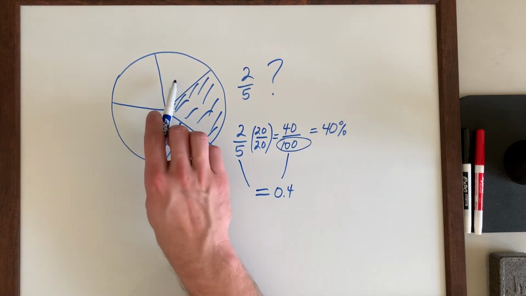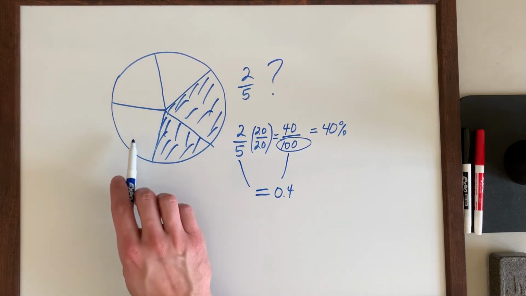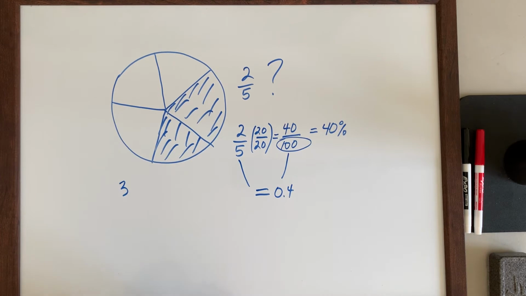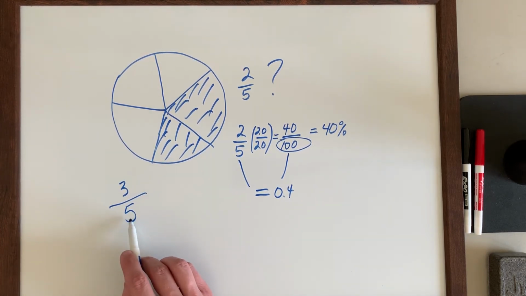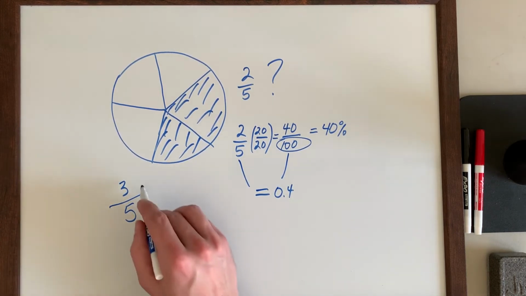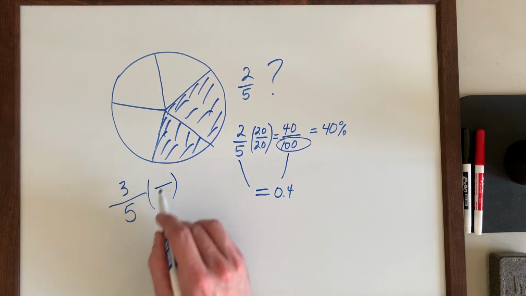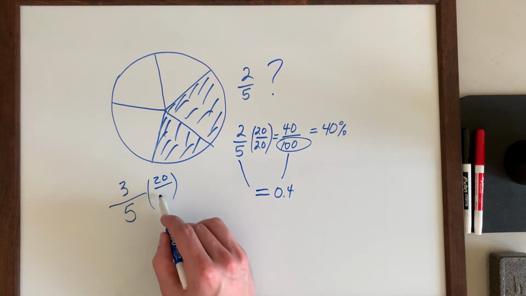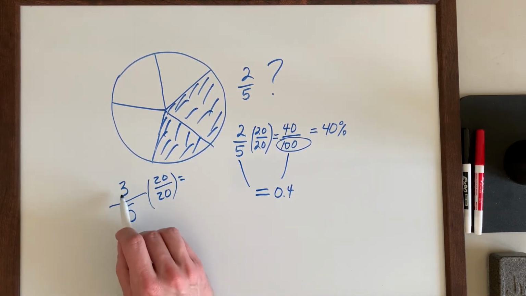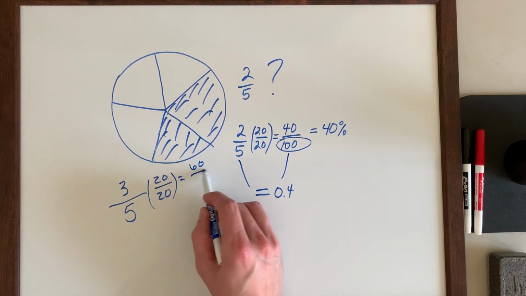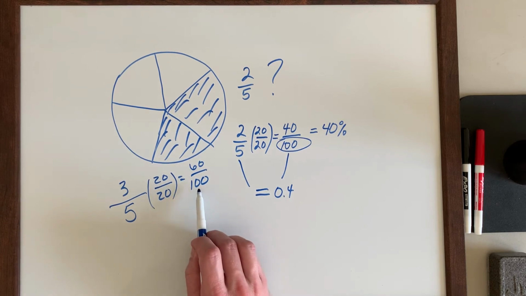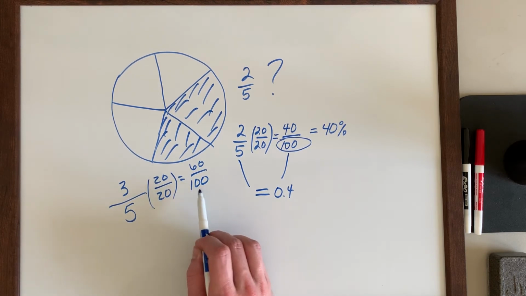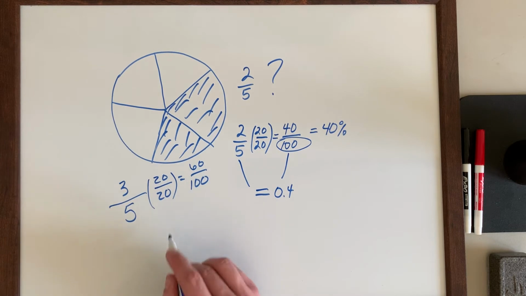What about the unshaded parts? Well, the pieces that are unshaded, there's 3 that we're interested in. There's 5 pieces of the pie that make up the whole. And so 3/5 of the pie is not shaded. If I multiply 3/5 by that same special one, 3 times 20 is 60, and 5 times 20 is 100. Look, there we go. A denominator of 100 means that the percentage is just the number in the numerator.